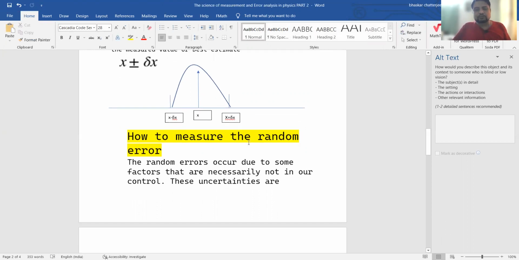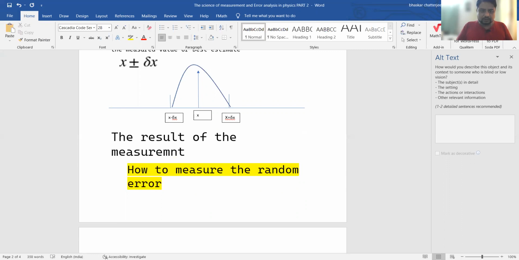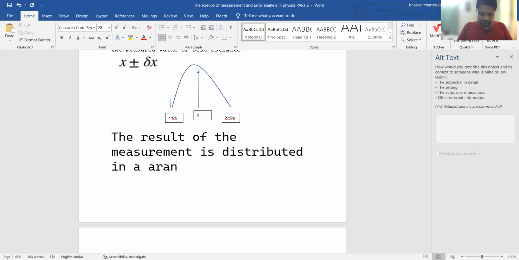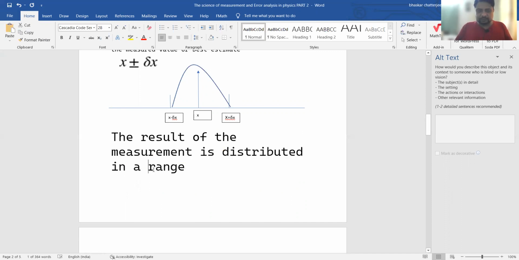So the result of your measurement is distributed in a range. There is a range of values, x plus delta x, x minus delta x. It is not an exact value, as I have told you in the last lecture.